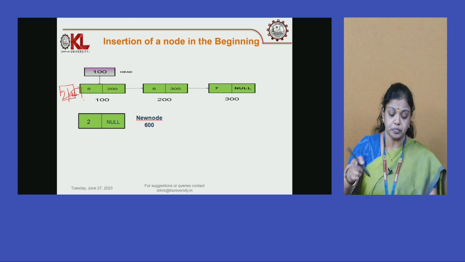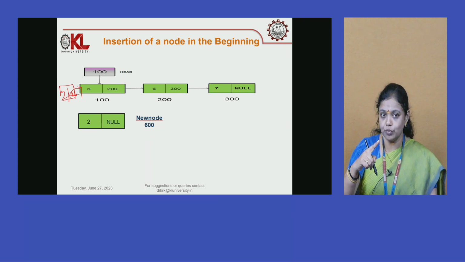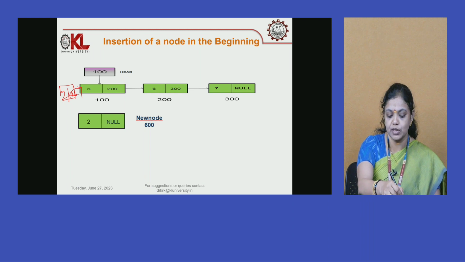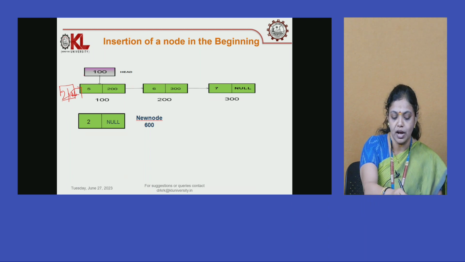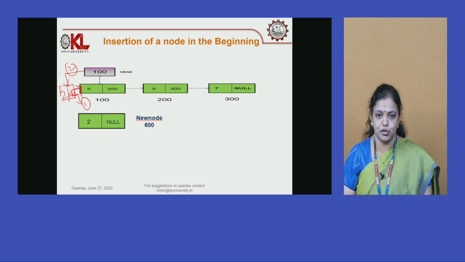Am I right? Yes. Now is this enough? No, because head is pointing to which node? Now second node, but head has to point to which node? First node. So I have to make one more connection. So this is the first connection that I have to make. This is the first connection and this is the second connection I have to make. Am I right or not?